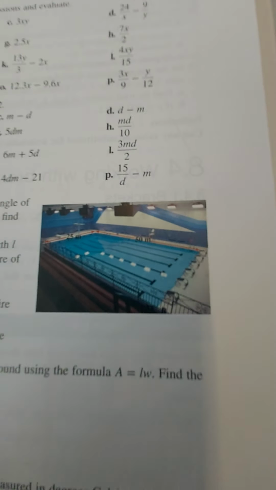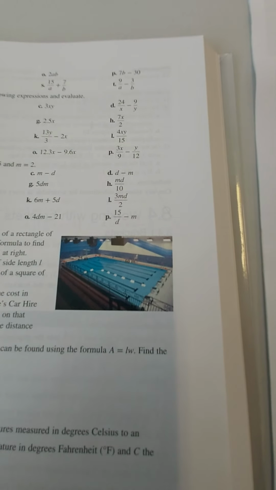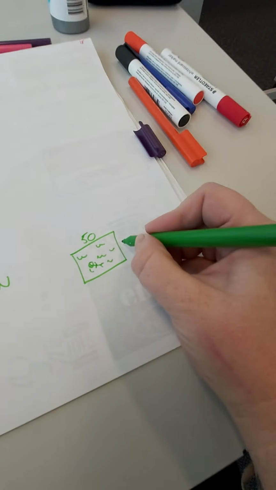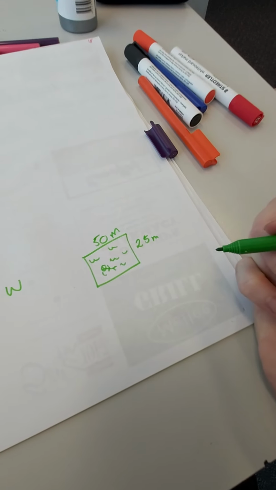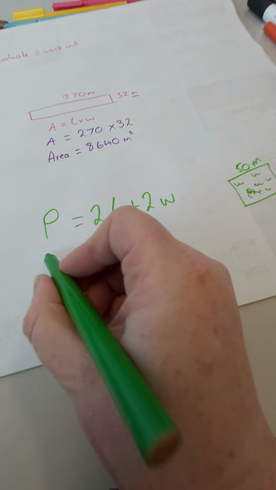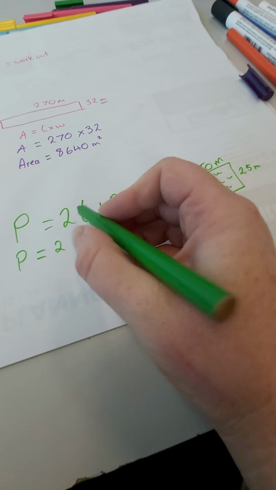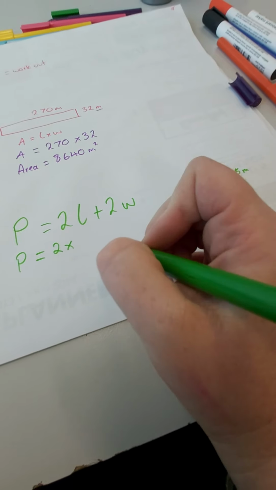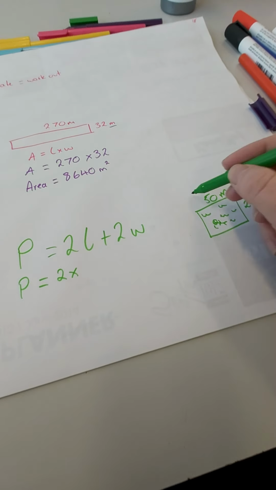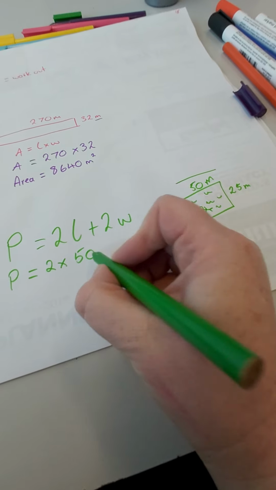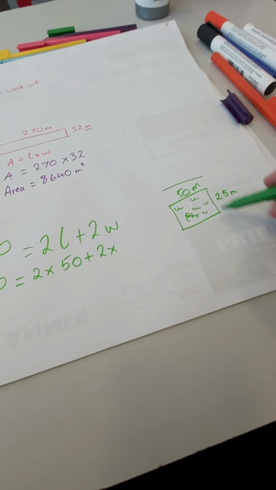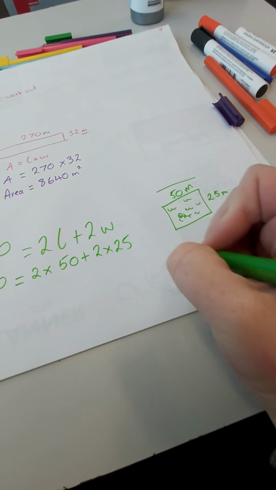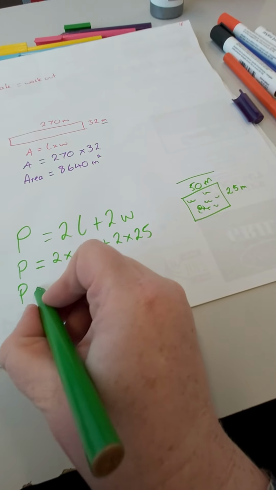Now the measurements for our pool, going back to our book here, are 50 and 25. All right, so back to our formula. P for perimeter is equal to 2. This is not plus, remember, this is times the length. How long is our pool? It is 50 meters long. Plus 2 times the width. How wide is our pool? 25 meters wide.